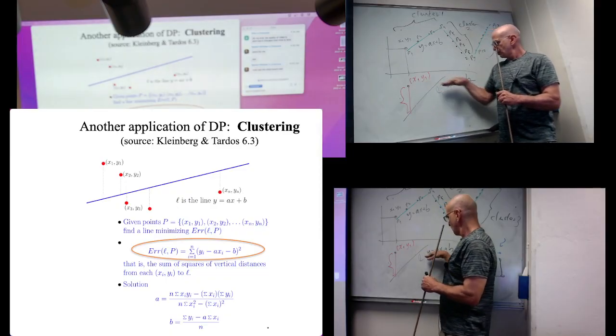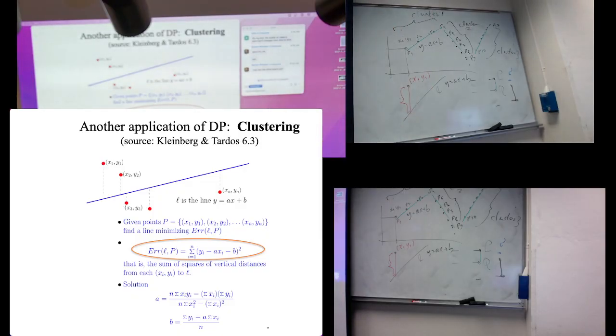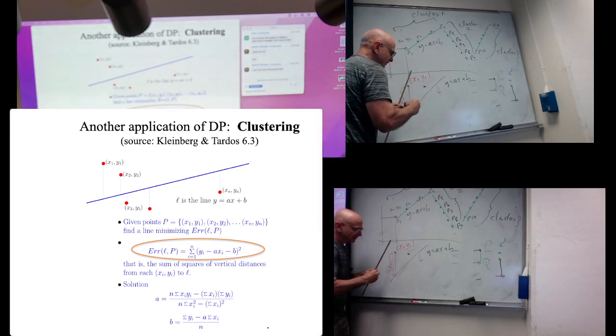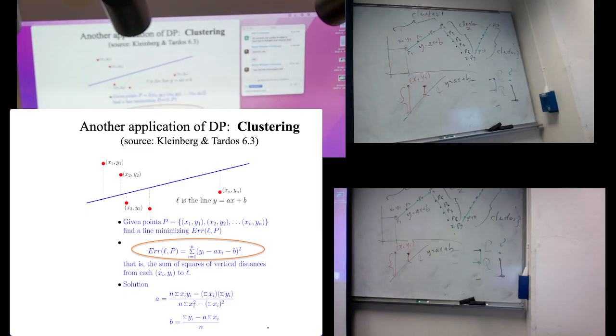And of course, I can change this line so it goes exactly through this point, but there is a bunch of points that are in the game. I also measure this vertical distance with respect to x2, another point over here, and another distance. And I do it for all the points all the way to xn, yn. And I want to find a line that would minimize the error.